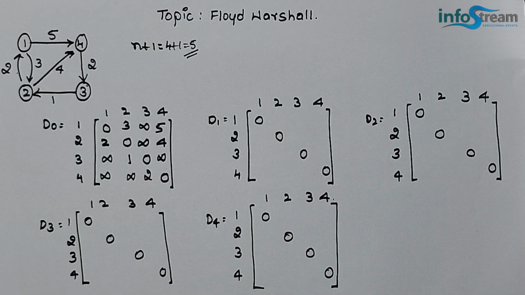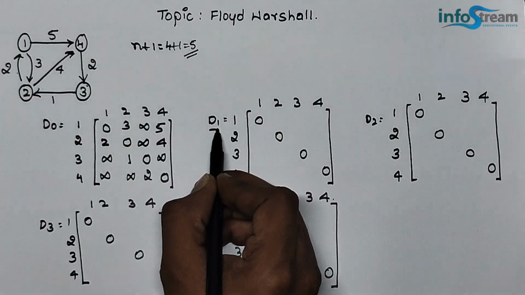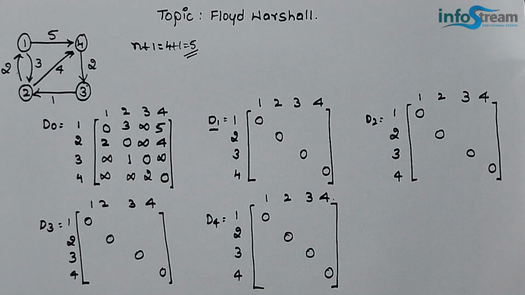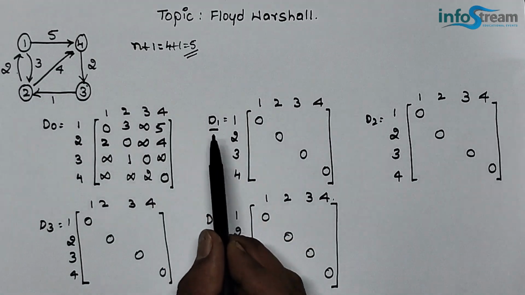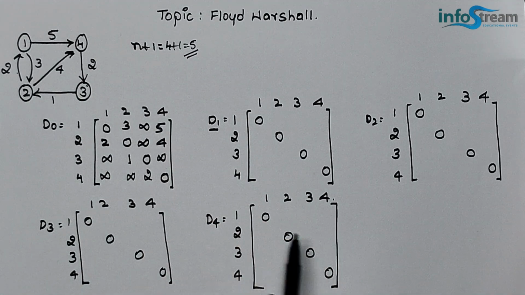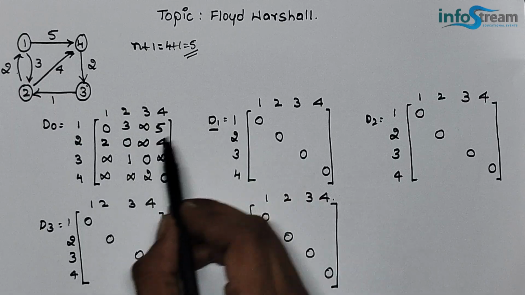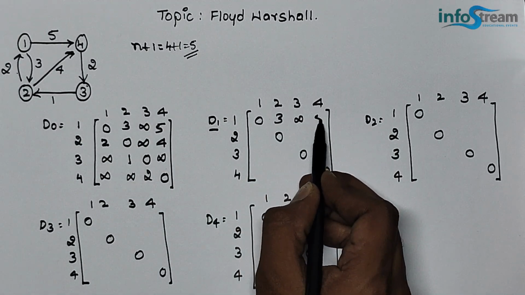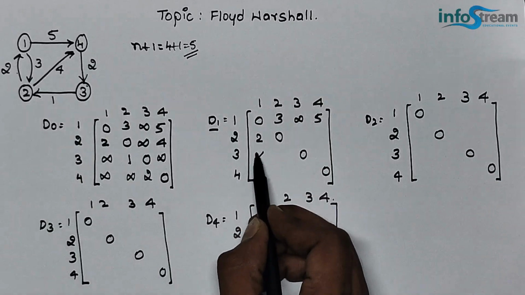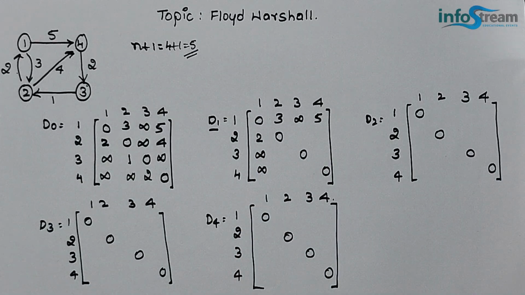Now let's move to the second step, that is D1. In D1, which is the matrix we are using, we will be copying the first row and first column elements from the previous matrix. D0 is the previous matrix, so copy the first row and first column values. 3, infinity, 5, 2, infinity, infinity.